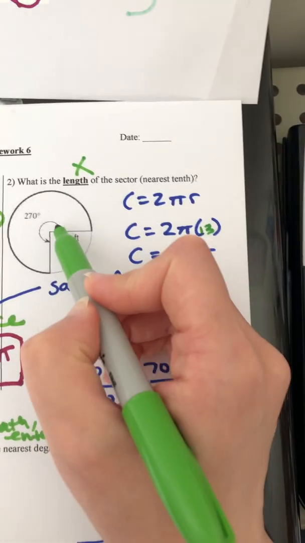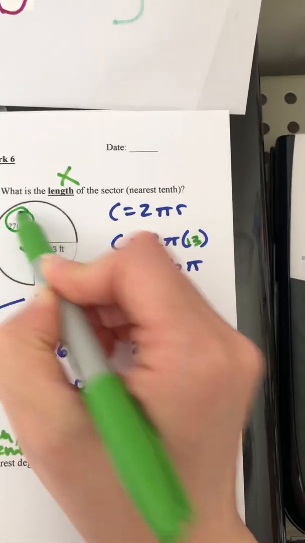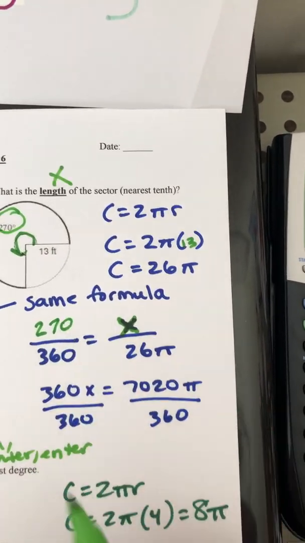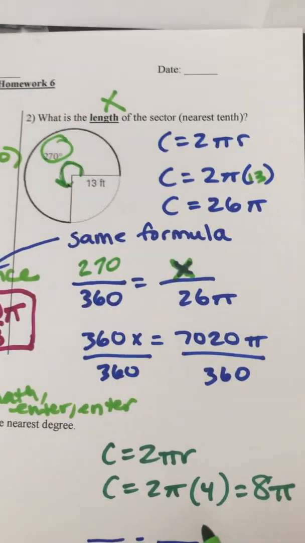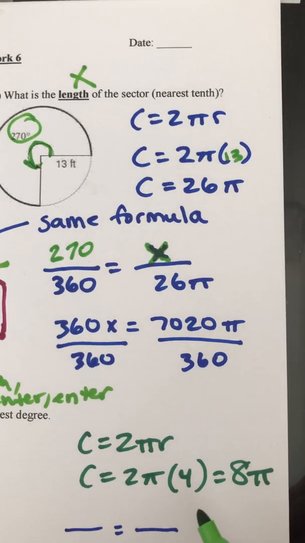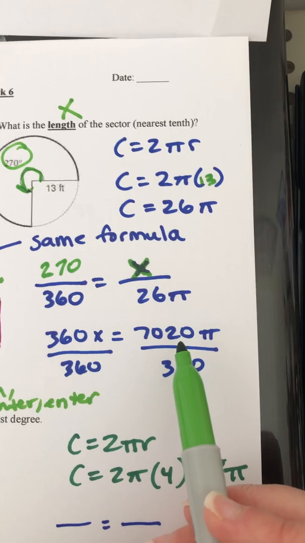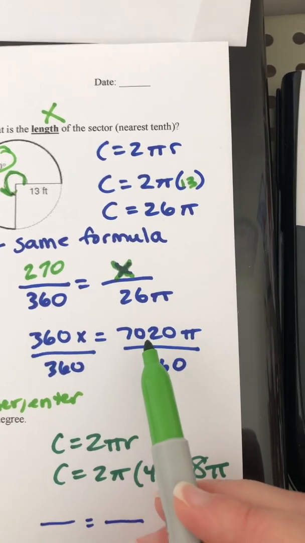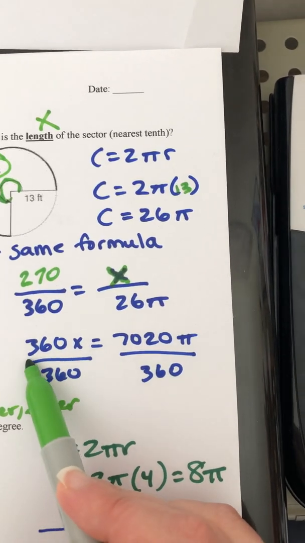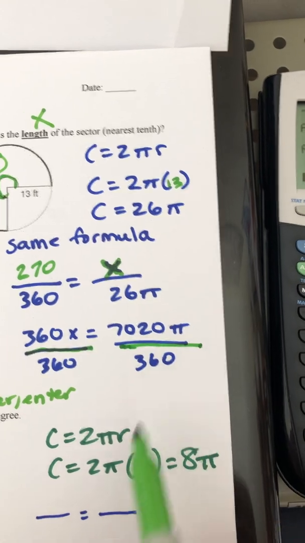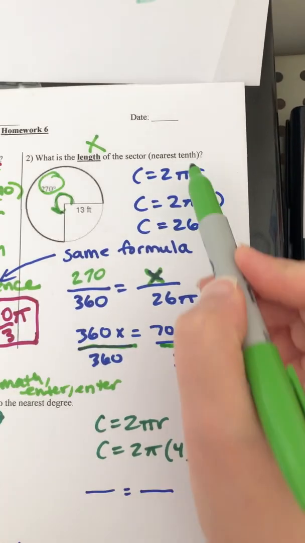The angle this time is 270. So it's a larger amount of the circle. 270 over 360 equals x over 26 pi. So cross multiply and get 360x equals 7,020 pi. Divide both sides by 360. This time though, we need it to the nearest tenth.